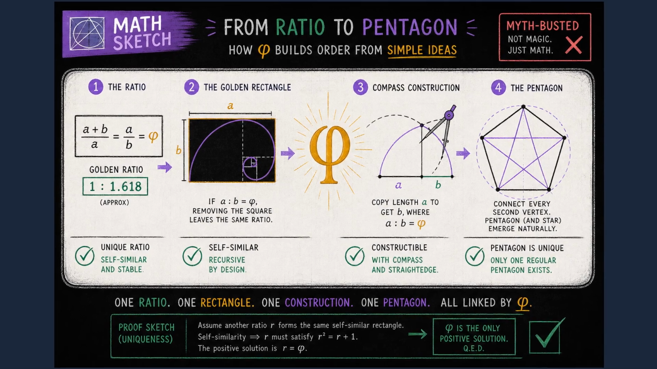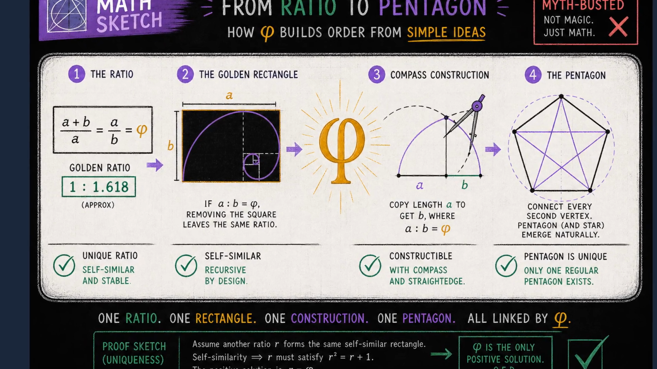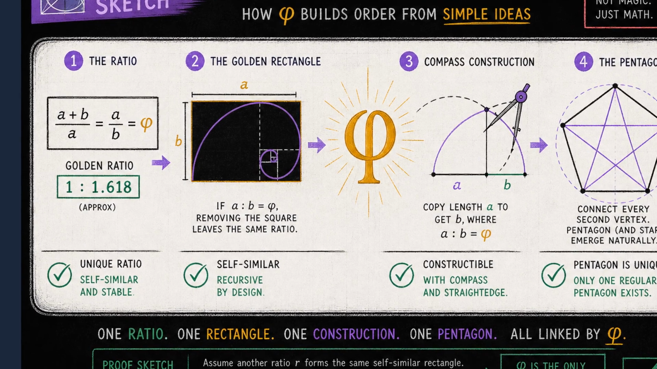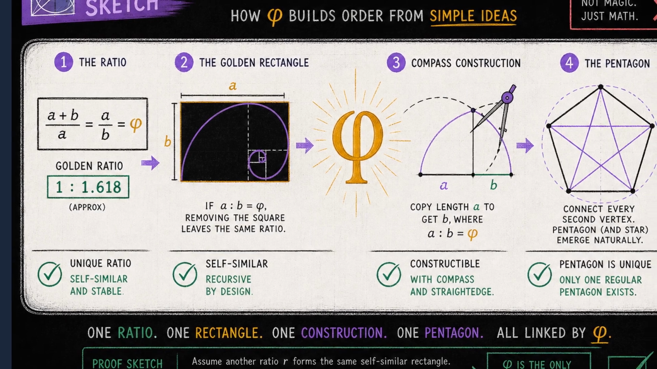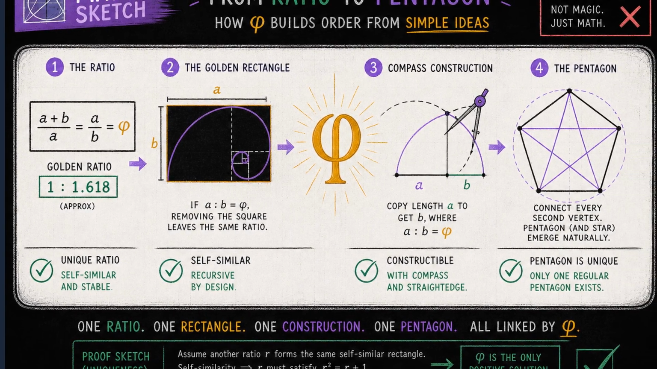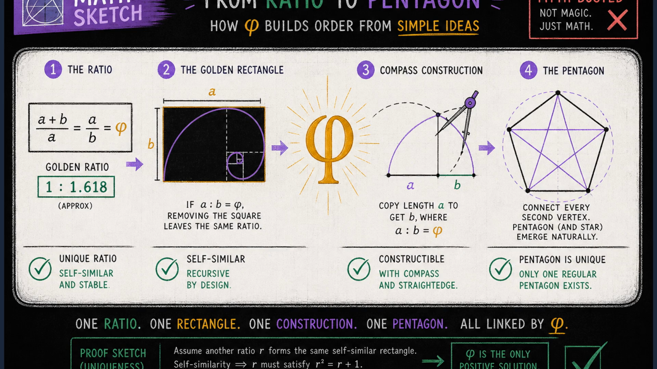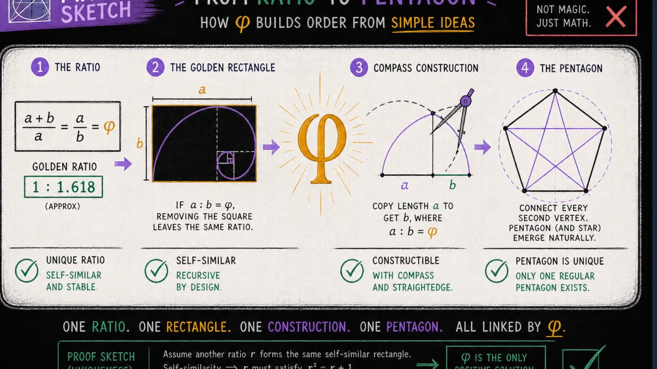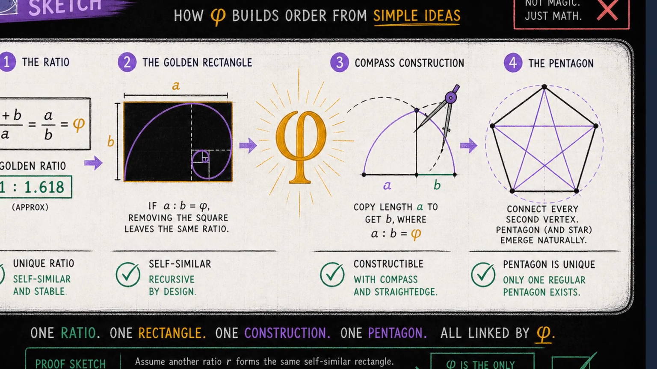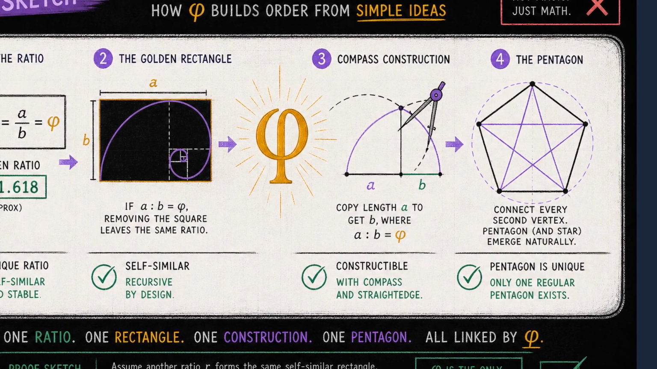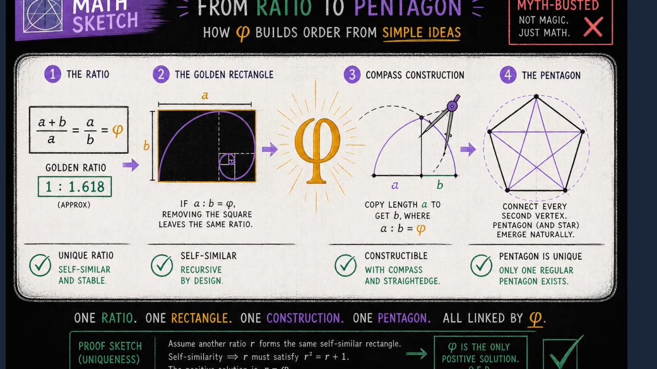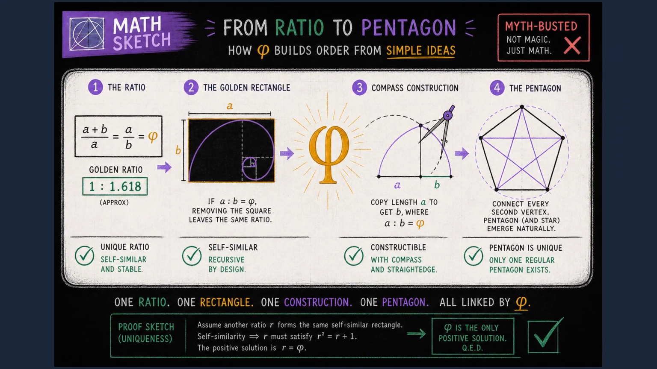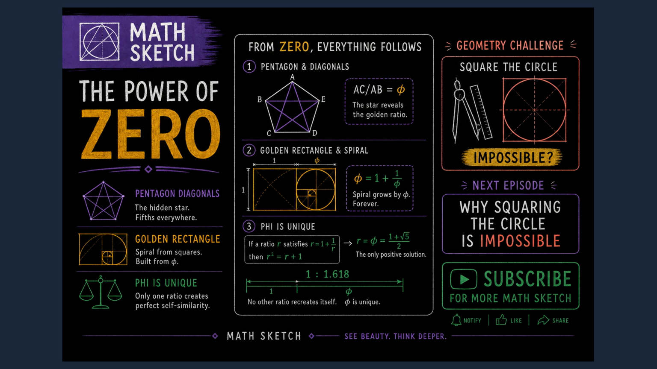Recap. Phi is the positive solution to a ratio equation: whole to large equals large to small. Golden rectangles shed squares and stay the same shape. Compass construction finds phi without measuring. Pentagons trap phi in their diagonals. The number is unique, irrational, and self-referential. It appears in geometry because the diagram demands it, not because every rectangle claims to be golden. Phi is what happens when a shape insists on copying itself.